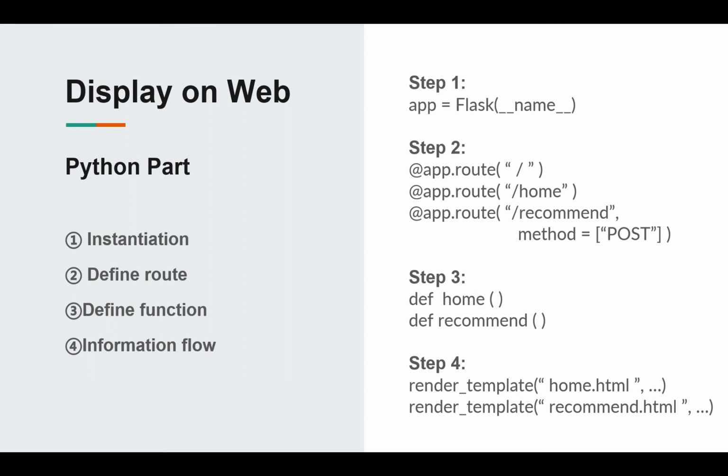For the Python part, it creates an instance of Flask, also known as app. By app.route, we can define the content of each page that will be displayed on our website. In detail, we define the home function for the home page, also known as the search page. Besides, the recommend function for the recommend page deals with the information shown on the website.